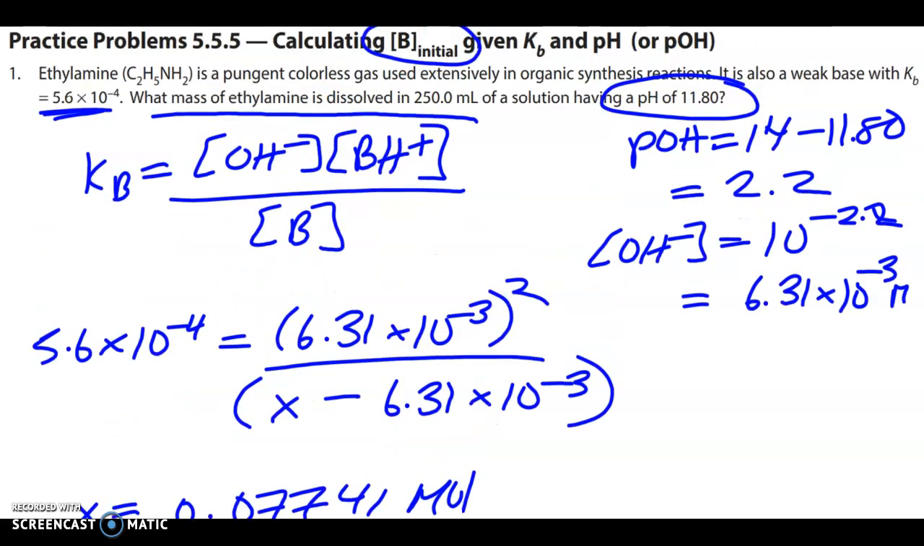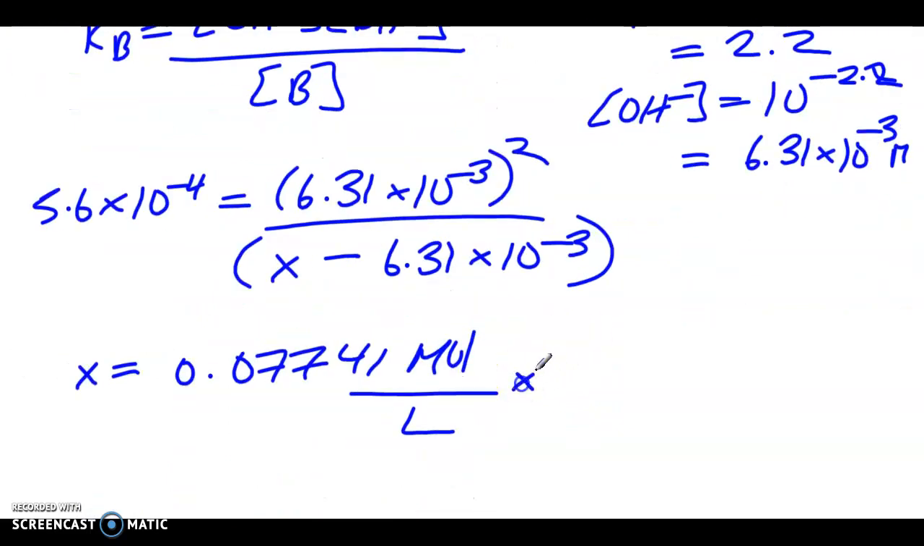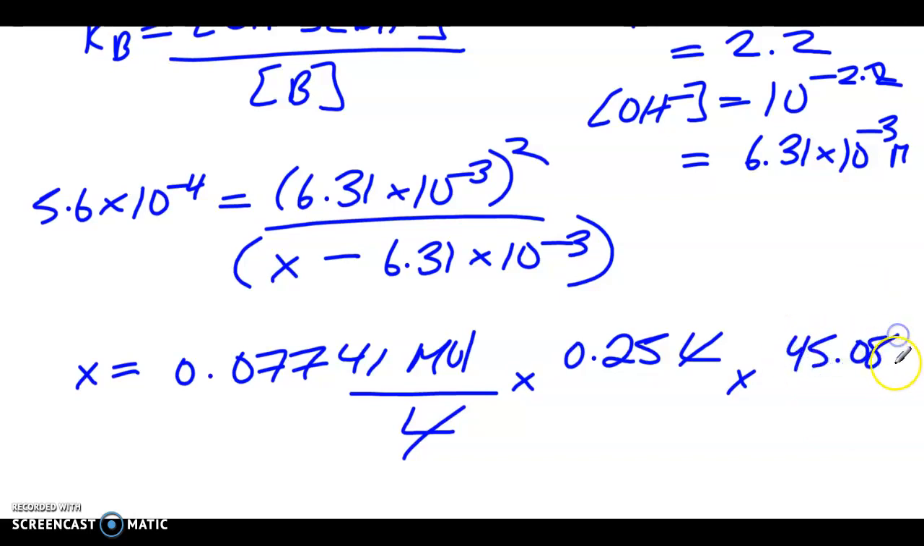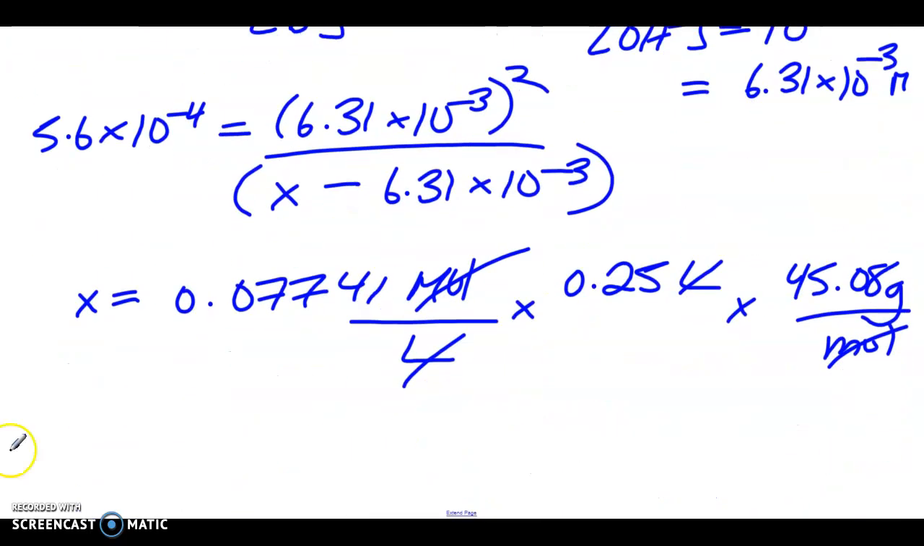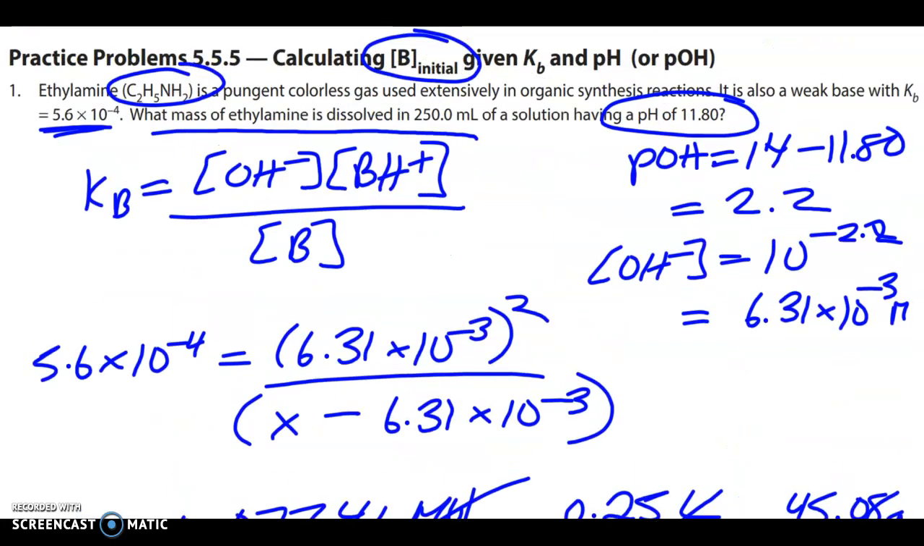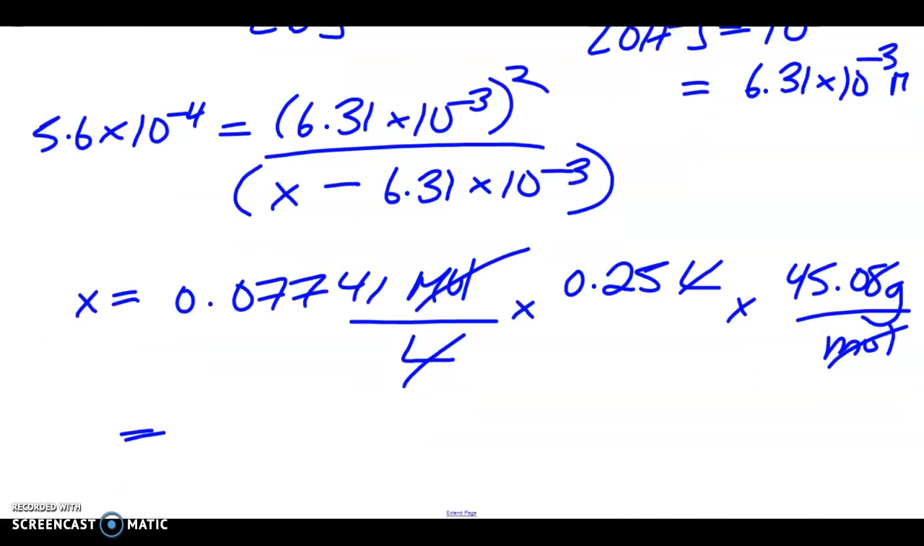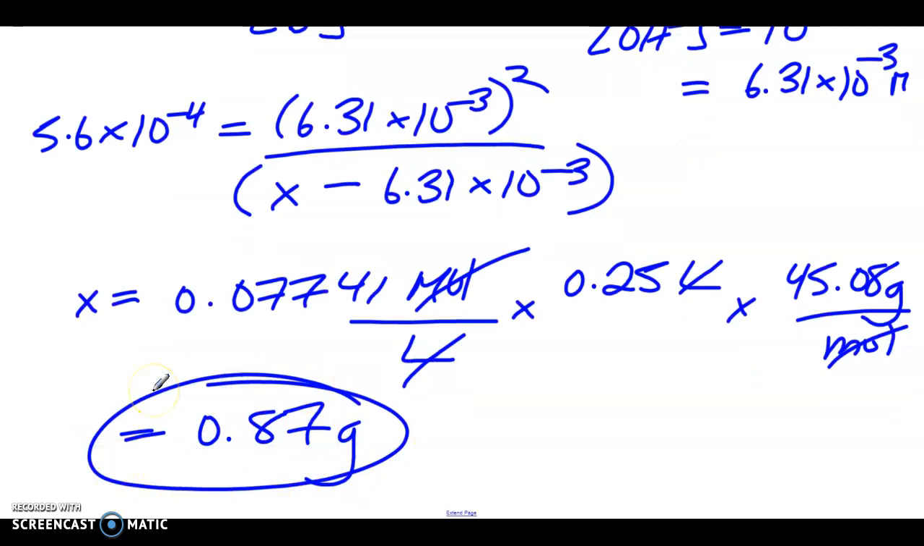And we want to know the mass of it in 250 milliliters, so it's 0.25 liters. To get the mass, we multiply by the molar mass of our ethylamine, which is 45.08 grams per mole. Going back up here, they give us the formula as well, so we can determine that. For our final answer, considering sig figs, 2 decimal points, we have 0.87 grams of it.